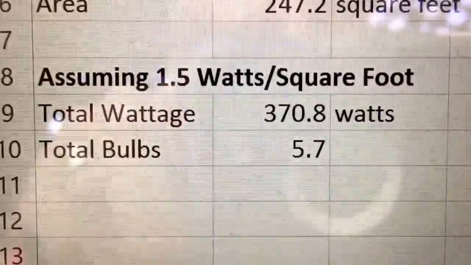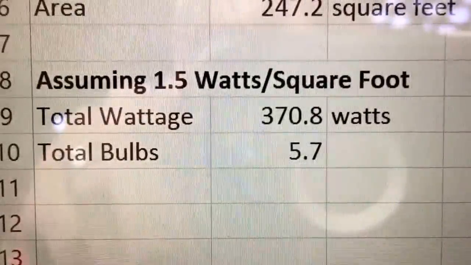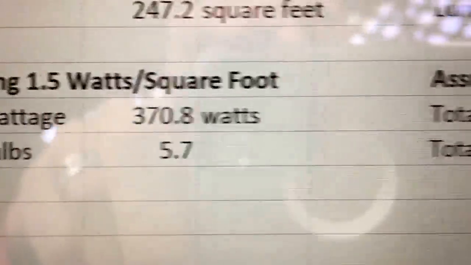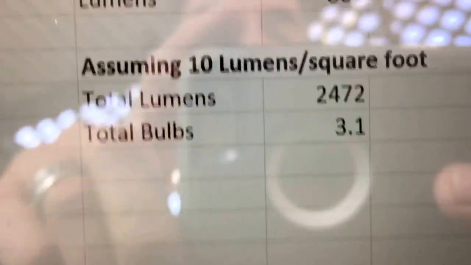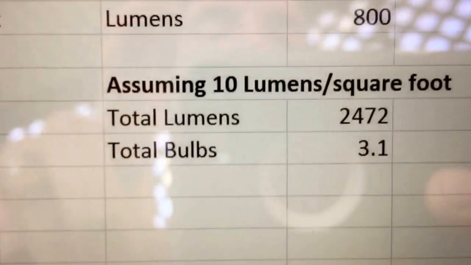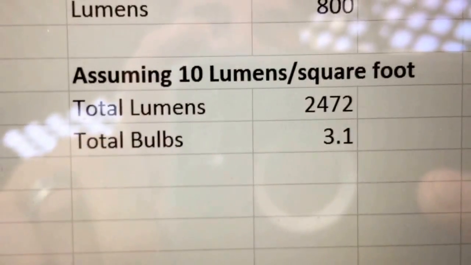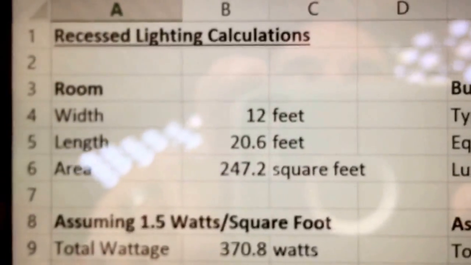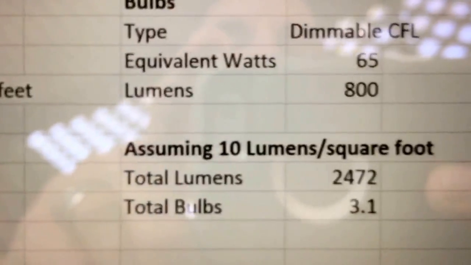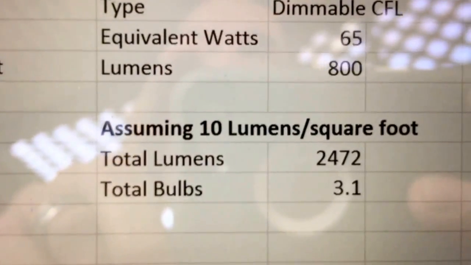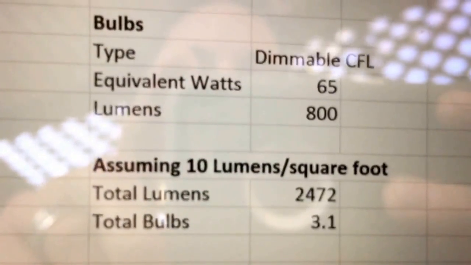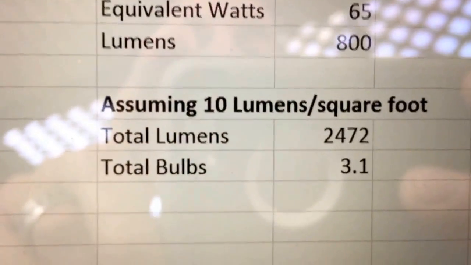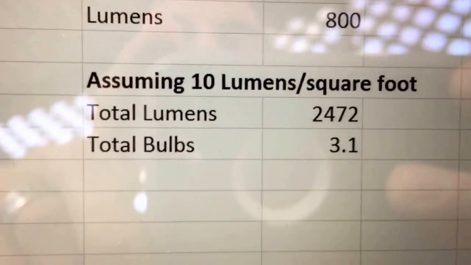6 fixtures, 6 bulbs. So that's one approach. It says we need 6 fixtures. And then the next approach is that you assume 10 lumens per square foot. Now, 10 lumens per square foot gives us a very different result. We took our total square footage, multiplied it by 10, and that says we need 2,472 lumens. If you divide that by the 800 lumens that the bulb specifies by the manufacturer, you need basically 3 bulbs. 3 bulbs versus 6 bulbs.